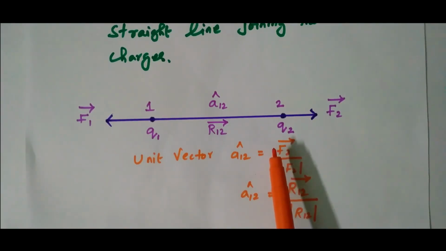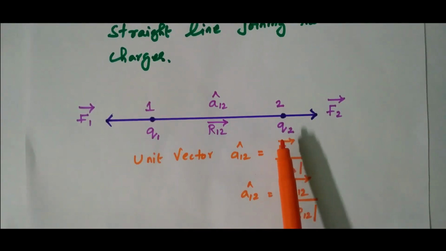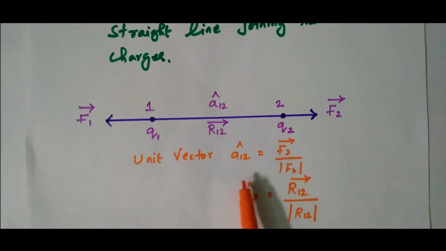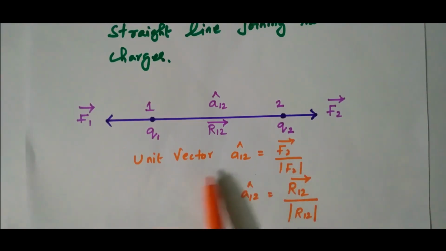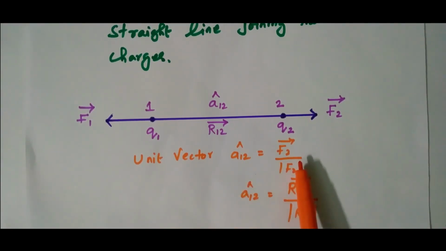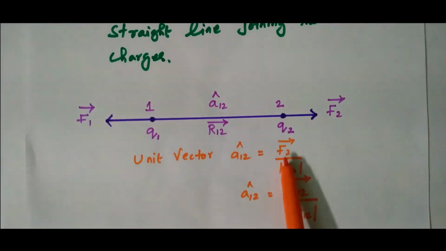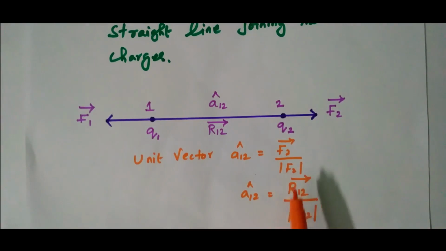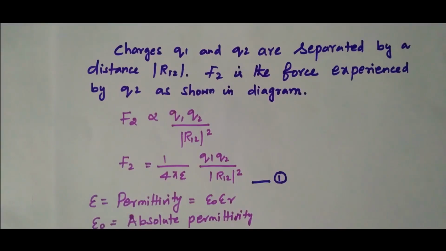So the expression for this force will be given by Coulomb. Before that we'll see the unit vector. Unit vector is nothing but vector by scalar. The general formula is vector by scalar. It can be expressed in two ways, in terms of force or in terms of distance vector. In terms of force, F2 vector by F2, vector by scalar, where F2 is the magnitude. In terms of the distance vector, A12 vector equals R12 vector by R12.